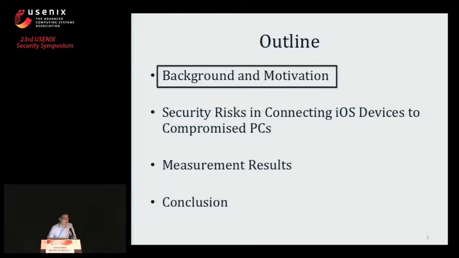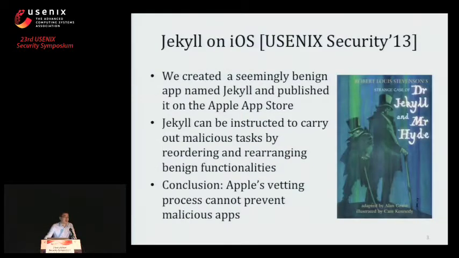Let's start from the background. It's well known that actually Apple has a very restricted app distribution model. So basically, all third-party apps have to be reviewed by Apple before they can be published on the App Store. Last year, we published a paper titled Jekyll on iOS at the USENIX Security Symposium.